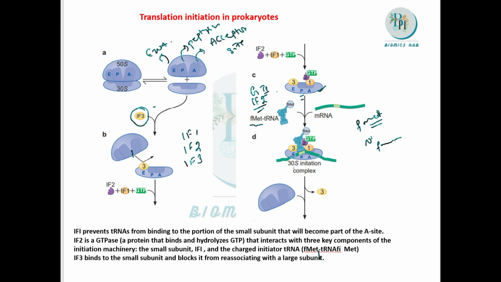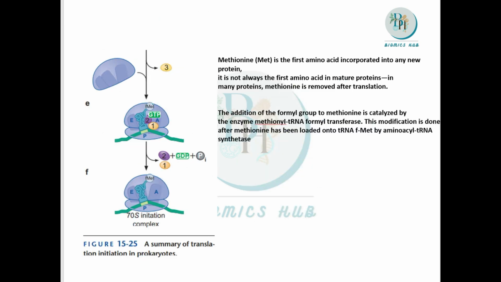Okay, so when the tRNA has come and bound here in the P site, it has formed the 30S initiation complex. After the formation of the 30S initiation complex, initiation factor 3 is released, and now the last subunit can come and bind in this region and form the 70S initiation complex. After the binding of this last subunit, initiation factor 1 and initiation factor 2 also dissociate, forming the 70S initiation complex.